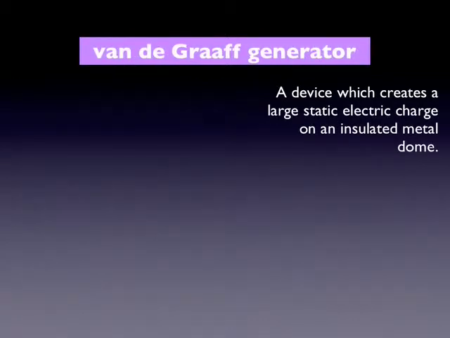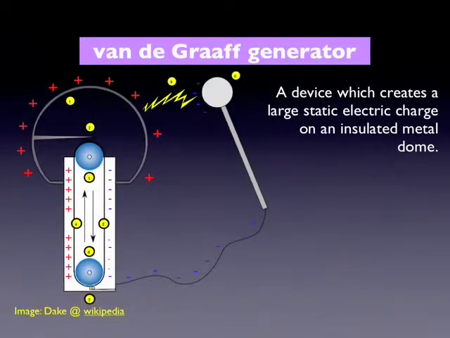A Van de Graaff generator is a very exciting piece of apparatus which we have in the physics lab. It creates a large static electric charge on an insulated metal dome. Here's a picture. You can see that the positive charges are travelling up the belt on the left, and they're being deposited on the dome. The dome is insulated by standing on a plastic column. The charge will now collect on the dome, and you'll get quite a lot of electric charge. You can release it if you bring another conductor close, then there may be a spark and the dome will discharge.